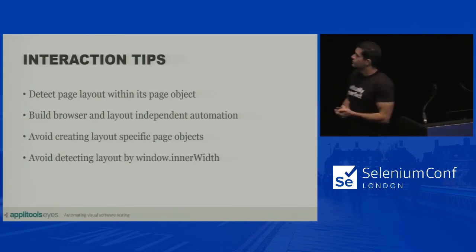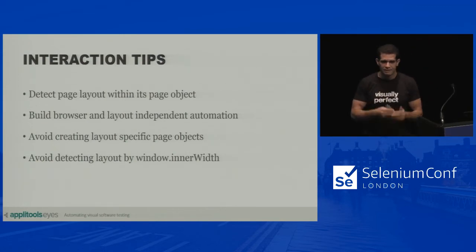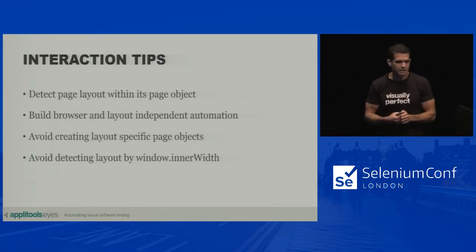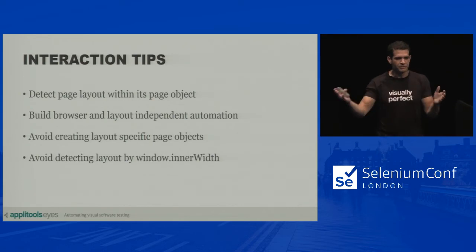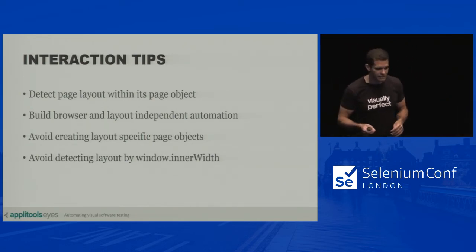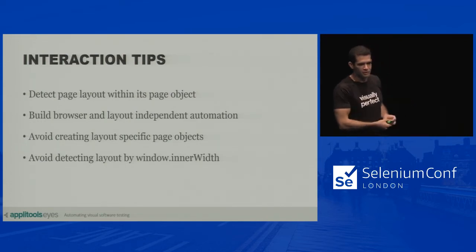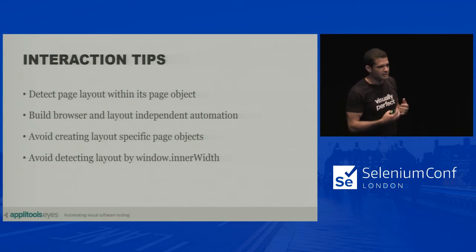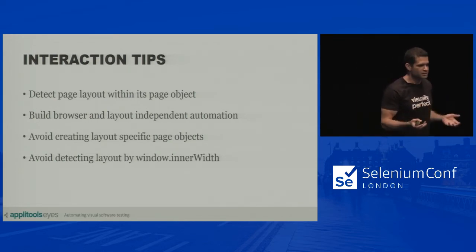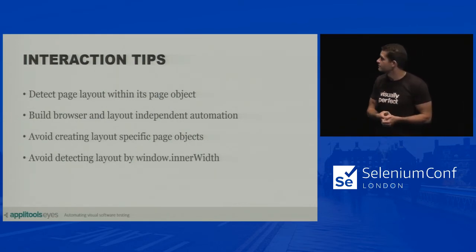So the first tip suggests that you should detect page layout within its page object. So just like anything that we do with page objects, we have different pages in our application. Each of them can have different layouts and different layout transition rules. So the best place to encode these rules is inside the page objects and not inside your tests. This way, if these rules change in some way, you only need to update the page object, and you don't need to touch your test at all.